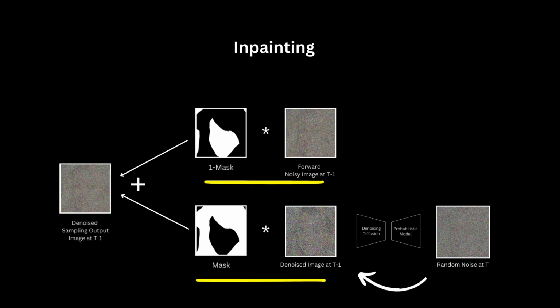Then adding these two together gives us the image that becomes our denoised sample at t-1, which again is fed to the diffusion model to get the noise prediction at t-2, and the same steps are repeated till you get the image at t0. Basically, at each step, we are ensuring that for masked pixels, diffusion model generated samples are used. And for unmasked pixels, a sample from the forward process of the original image is used.